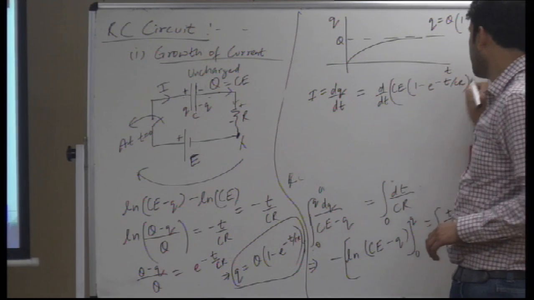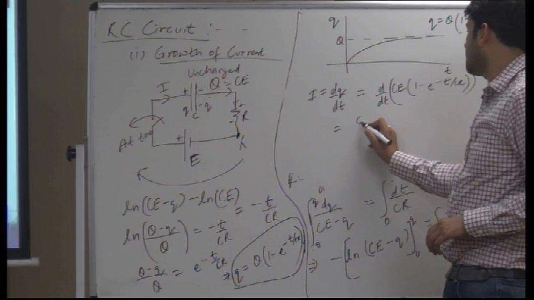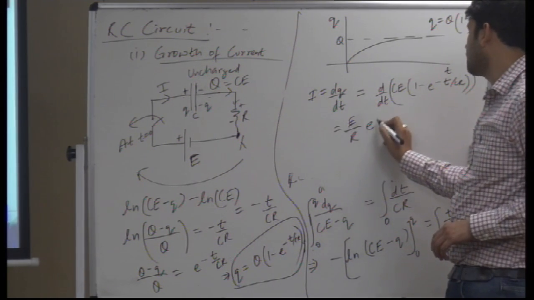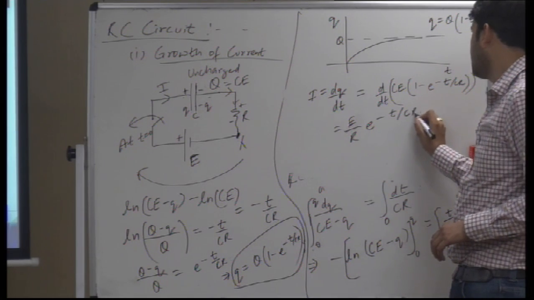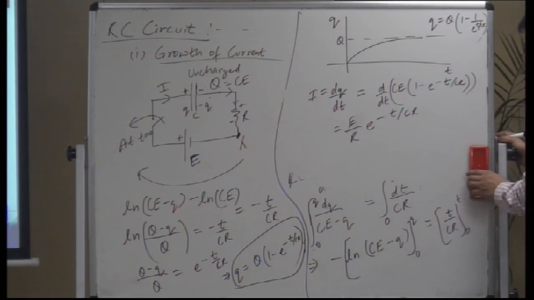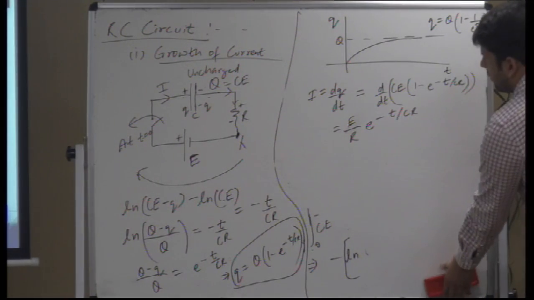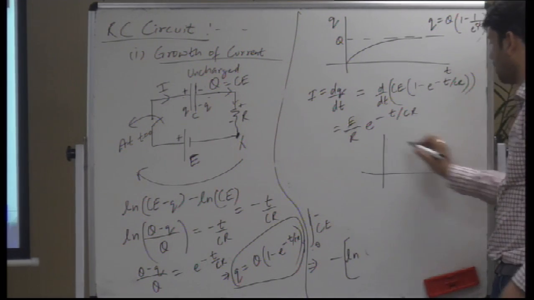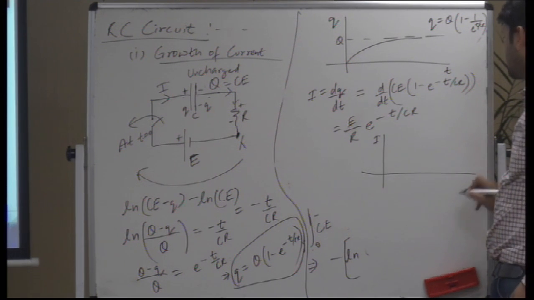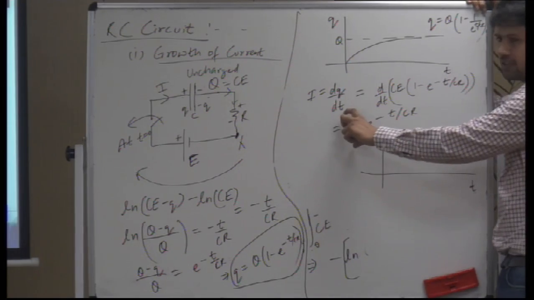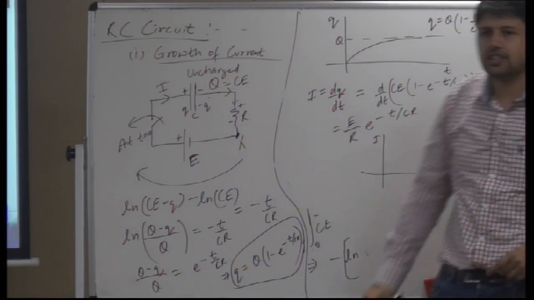If you solve it completely, you get E by R e raised to minus t by CR. I have done it for you because time is short. Now, if you check this, E by R is the starting current.